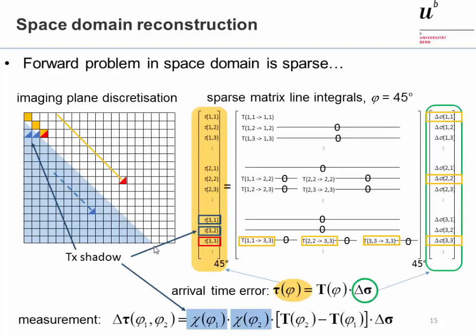Now this looks a bit complicated, but the take-home message of that slide is that we can write the forward problem in CUTE in a space domain as a matrix multiplication. And this is the matrix. Here you have all the delta sigma, and each line in this matrix contains the integration weights of one path integral. So for example, for this pixel here, only 3 weights are different from 0, corresponding to the 3 pixels in the image along the propagation path. And for pixels located in the transmission shadow, all elements are 0. So this matrix is inherently sparse.